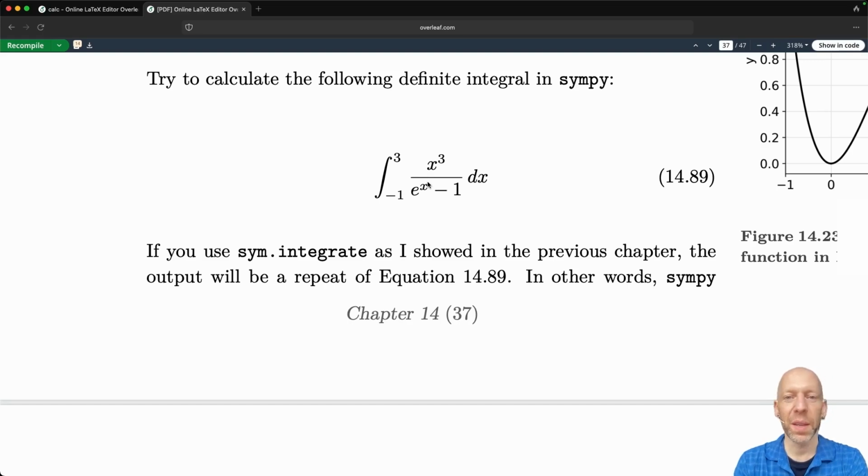Now, maybe you think this is because of the discontinuity that happens when x equals 0, right? So x equals 0, then this term equals 1, then we have 1 minus 1 in the denominator. But you can try this again. You can try calculating the definite integral using different bounds. For example, +1 to +3. So bounds that exclude this discontinuity, and you can see what happens.